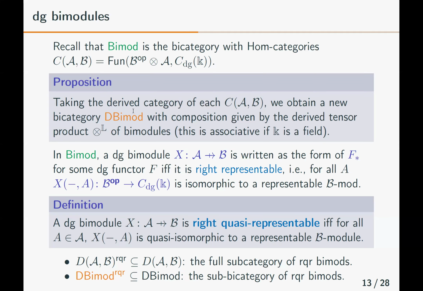Together with the derived tensor product of DG bimodules, this gives a new bicategory denoted by D-Bimod. Its hom category is given by the derived category of C(A,B). I note that we need a cofibrancy condition to get associativity. But if the base K is a field, this is not an issue.